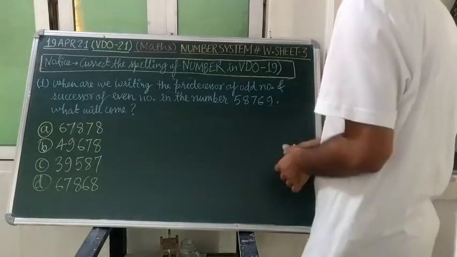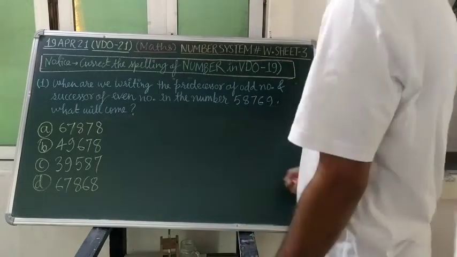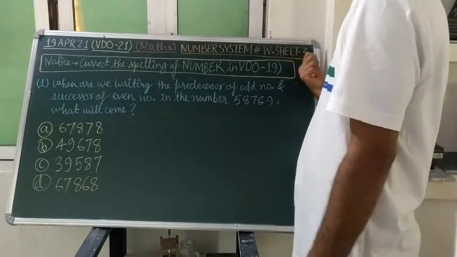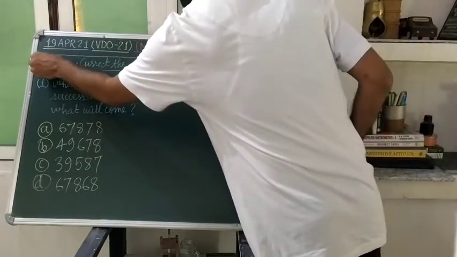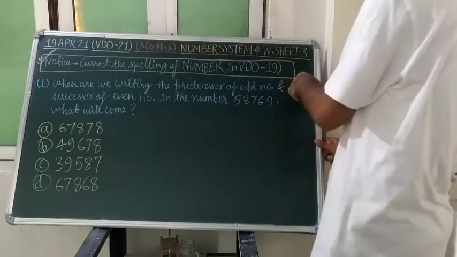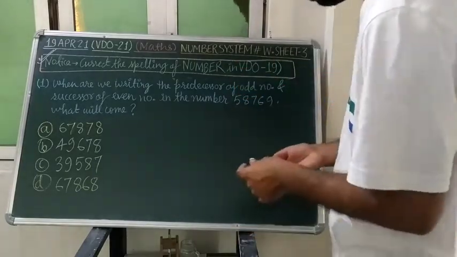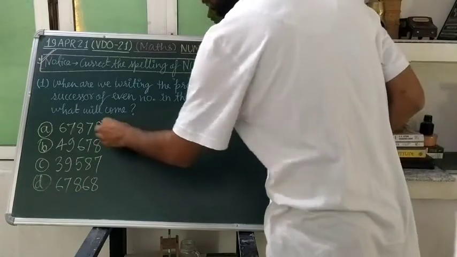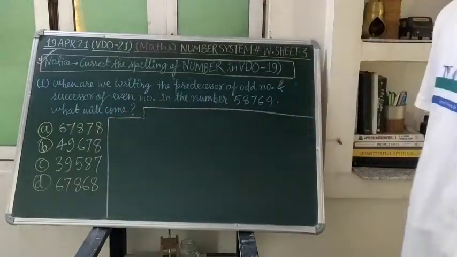Today is our 19 April, video number 21. We shall start today with worksheet number 3 of the number system. Please note down, notice that in video number 19 the spelling of that number was incorrect, so you can correct that.